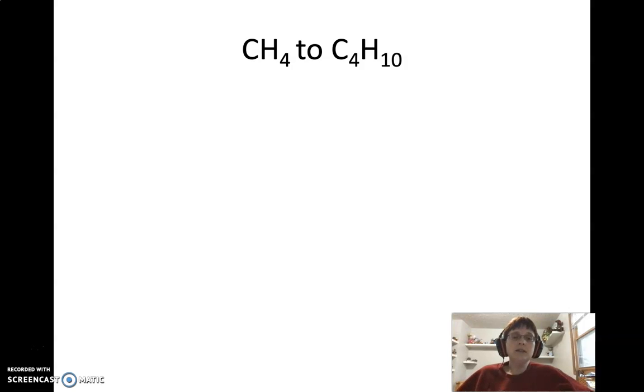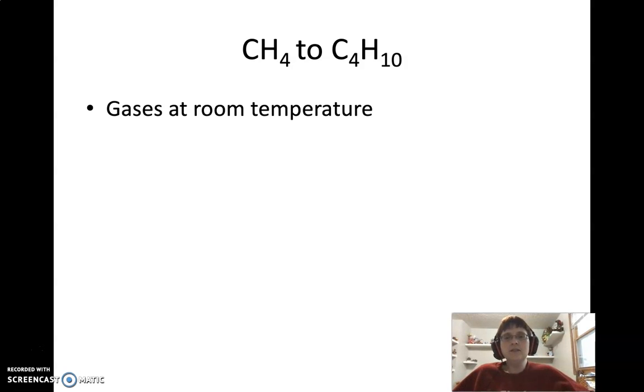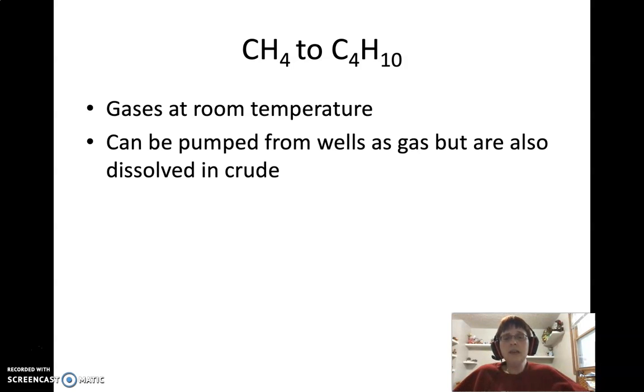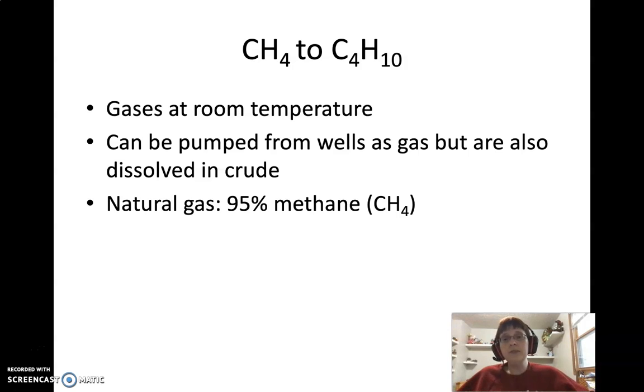The smallest of the hydrocarbons that are going to be pulled off, depending on the makeup of the field, are going to be the one carbon atom hydrocarbon, methane, up to C4. So these are going to be gases at room temperature. These are going to come off the fractionation tower at the very top, so they will never liquefy on their own. They sometimes are pumped straight from wells as gas, but they will also be dissolved in the crude oil, and that's how they extract them off of those fractionation towers.